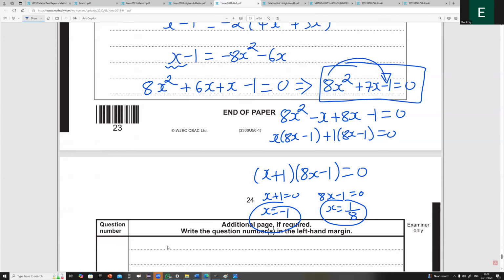Okay. That's just quite a nice algebraic fractions question you could get.